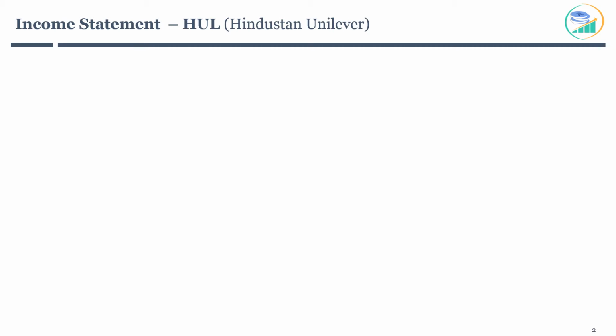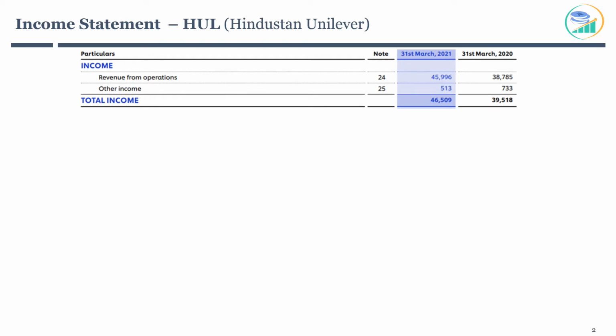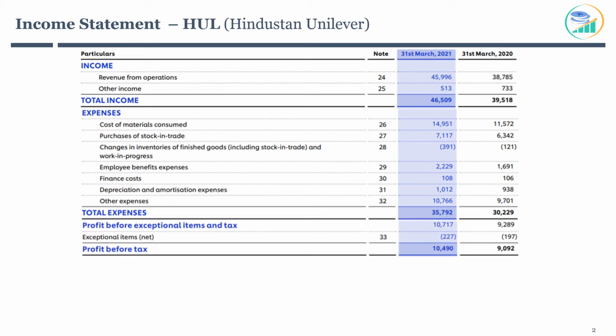The first line on the income statement is always the revenue from operations, followed by other income. The next line item is expenses. There are several expenses listed under this line item. Exceptional items is just another category of expenses that show up on the income statement. The next line is profit before tax. It is calculated as total income minus expenses.